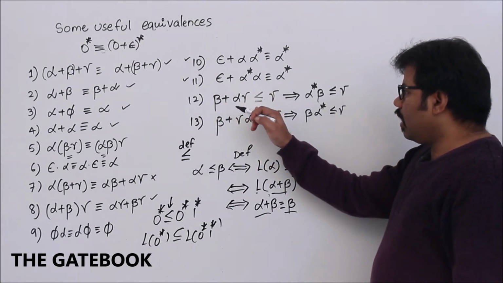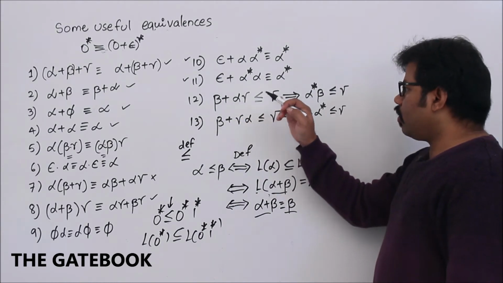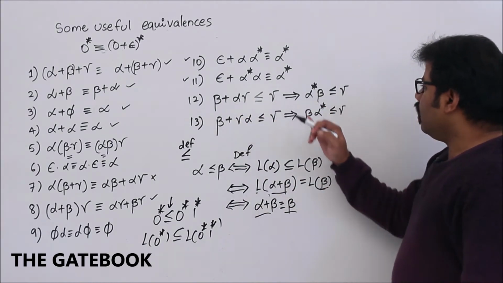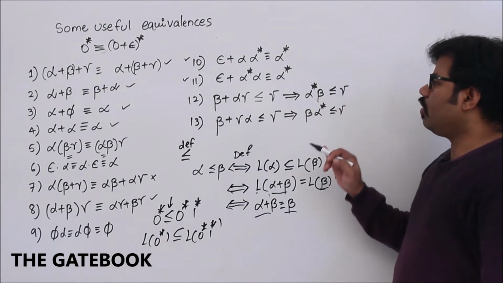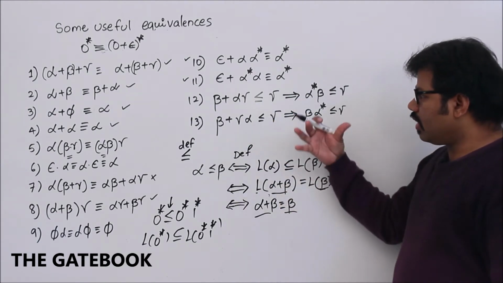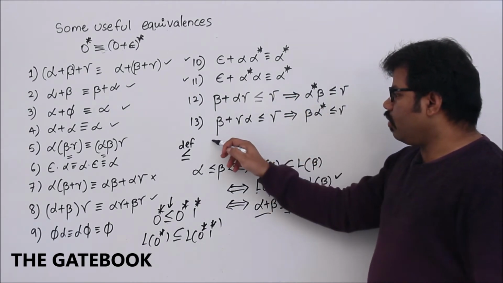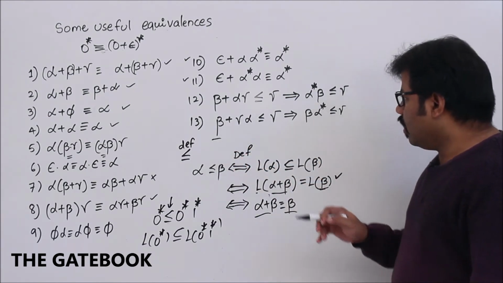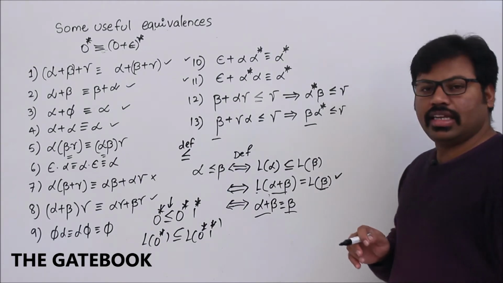If β + αγ ⊆ γ, that means the language of β + αγ is a subset of the language of γ. Then we say that α*β is also less than or equal to γ. So you remember it. I will tell you how to apply it, and what the real meaning of it is, I will explain later, but remember it. In the same way, whenever you have β + γα less than or equal to γ, then we can say that βα* is less than or equal to γ.